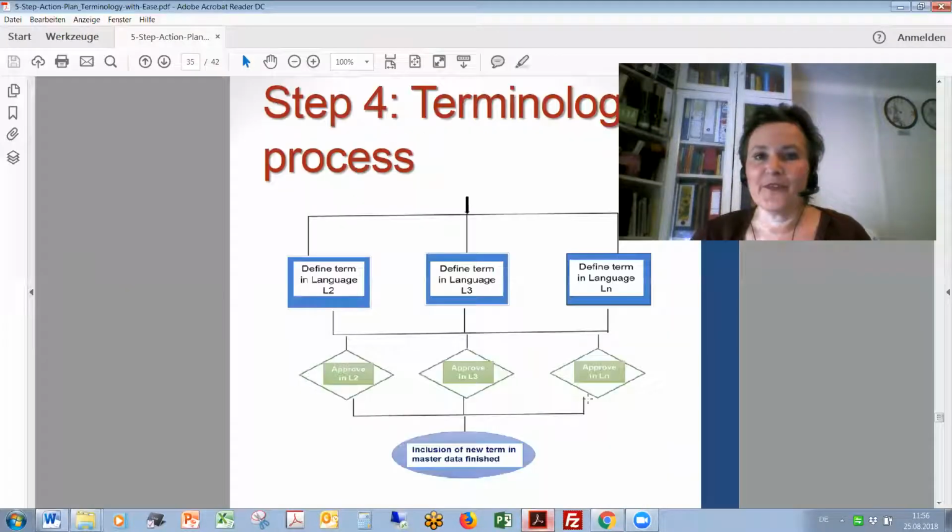So this was it for the day. There are very simple but powerful models of terminology processes you can use for your organization, for your terminology work.